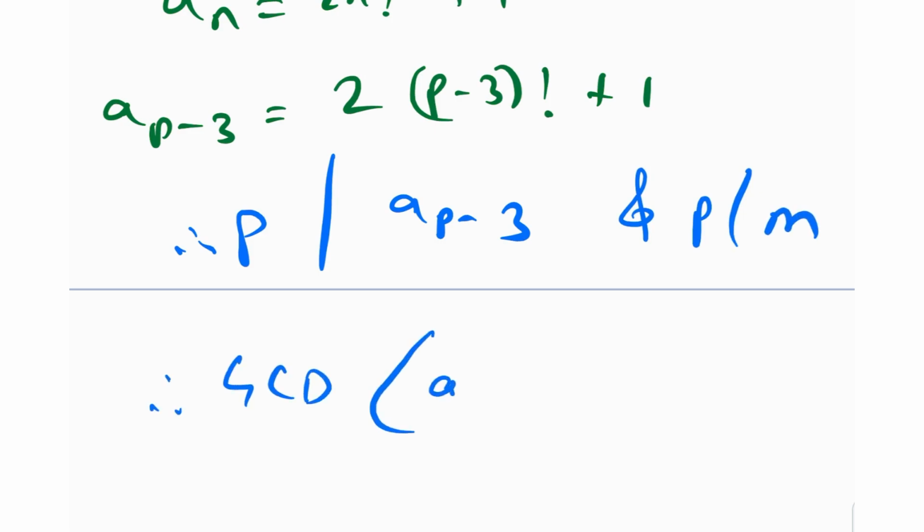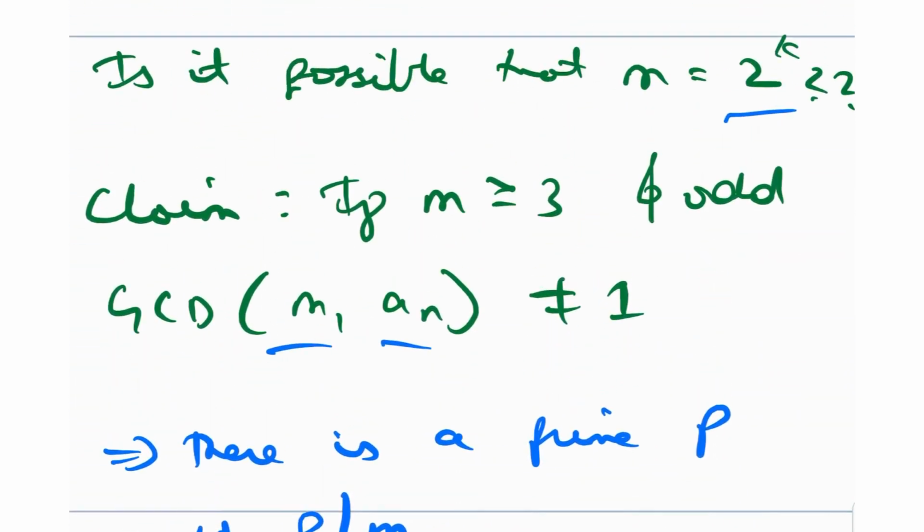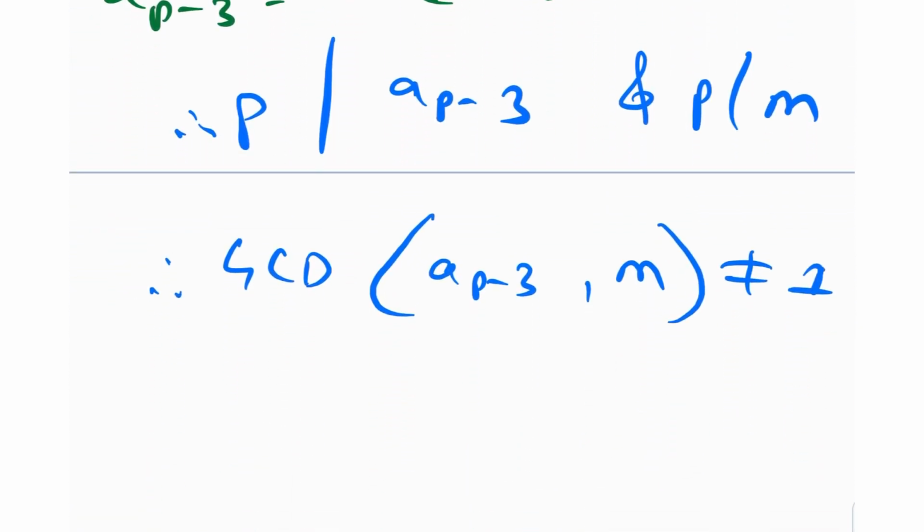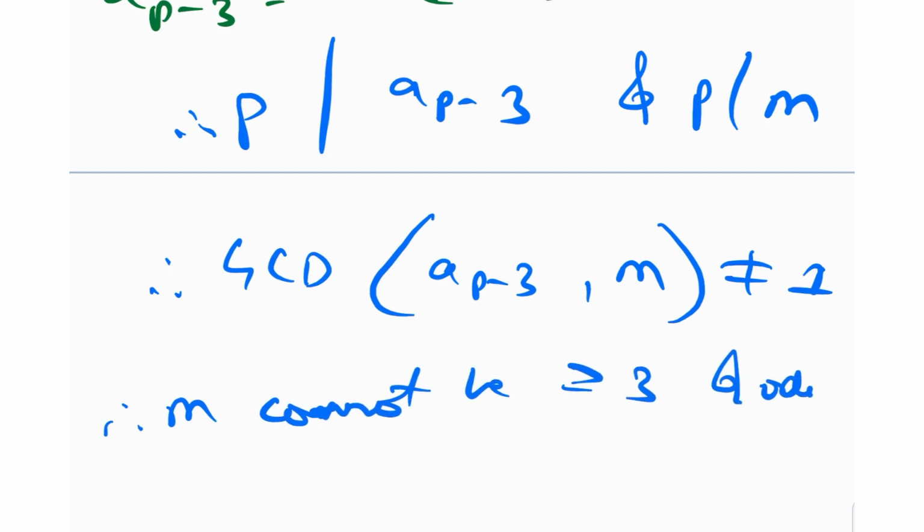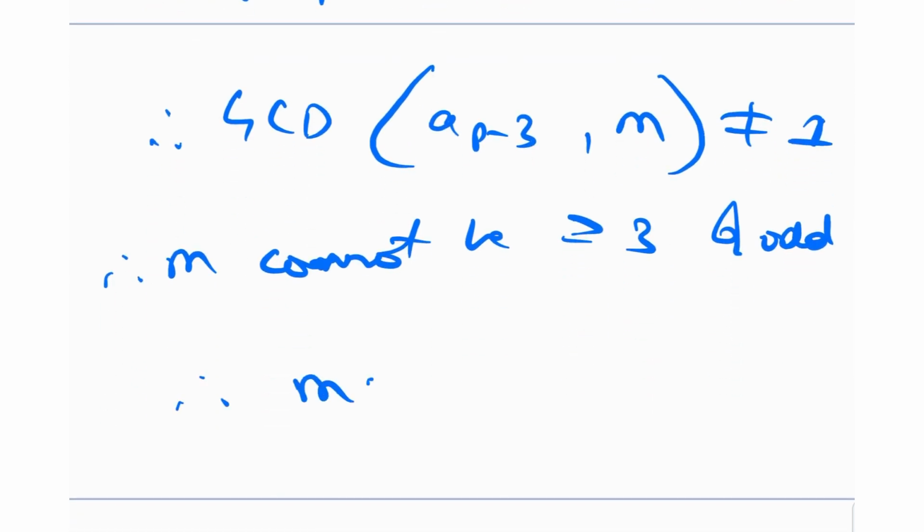Therefore, the GCD of a_(p minus 3) and m is not equal to 1, because we have this prime p that divides both quantities. It's clear that the greatest common divisor is at least p, and it's clearly not equal to 1. So my claim is true. Hence, m cannot be greater than or equal to 3 and odd. So the only thing left is that m can only take the value 2 raised to the power k for all k greater than or equal to 0. We have found m, and that's the end of the question, right?